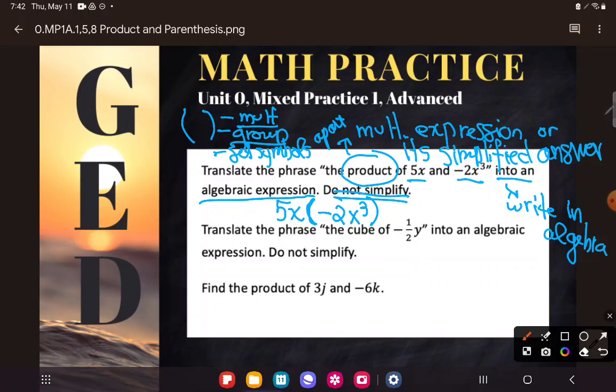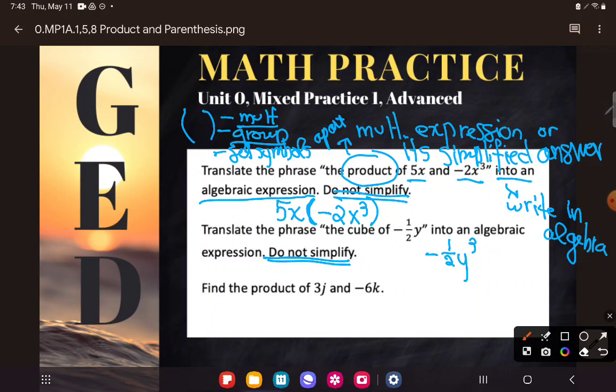Look at the next example. It says, translate the phrase, the cube of negative 1/2 y into an algebraic expression. And again, yay, do not simplify. So we're writing in algebra, we're not simplifying. And most students would get this wrong. Most students would just write negative 1/2 y cubed. Easy, Kate. You taught me how to cube. This is so simple. And I would say that you would be incorrect here. And that's because of the order of operations.